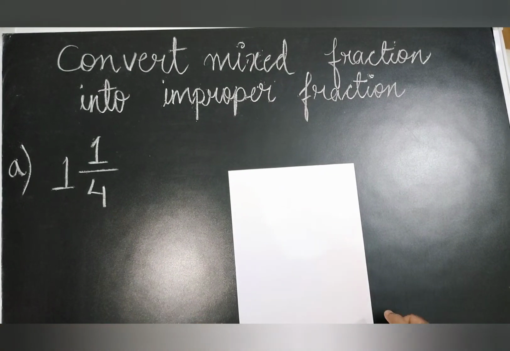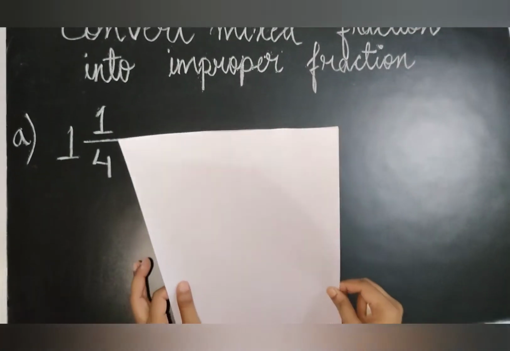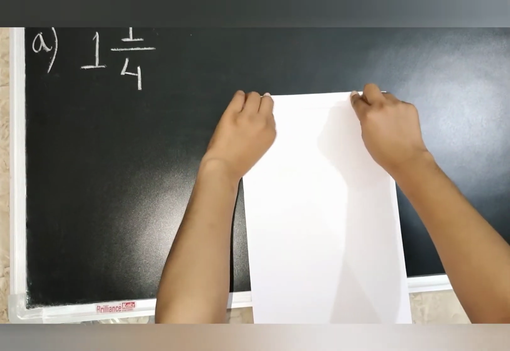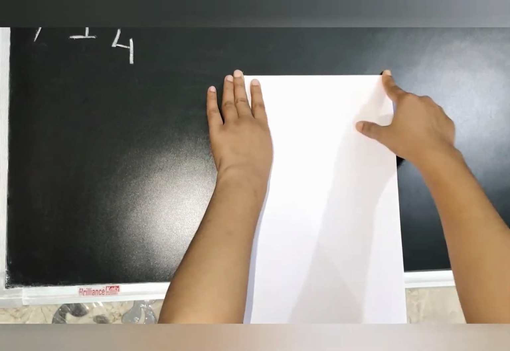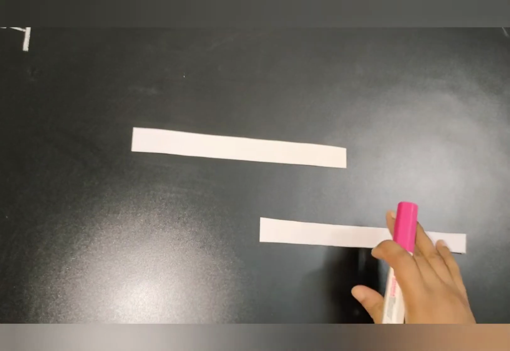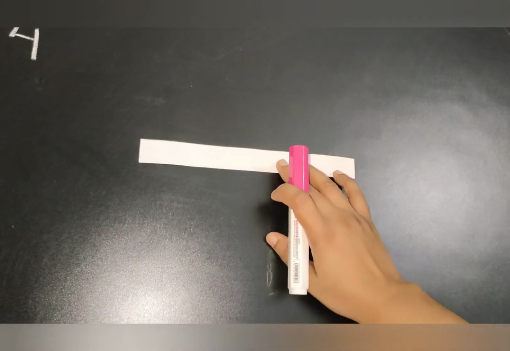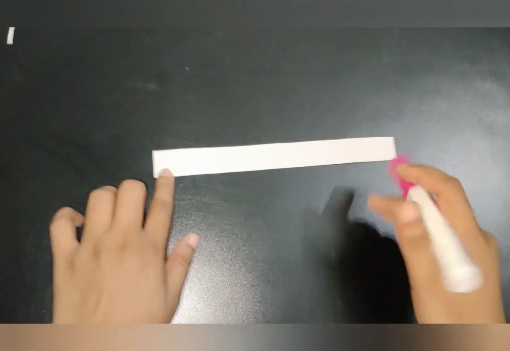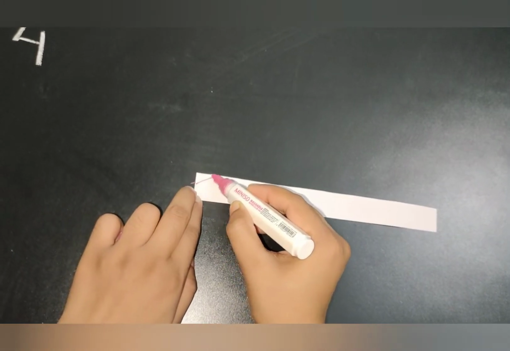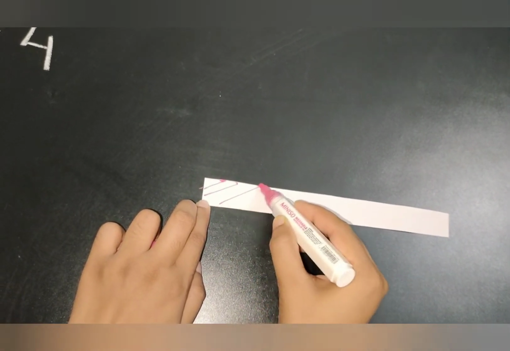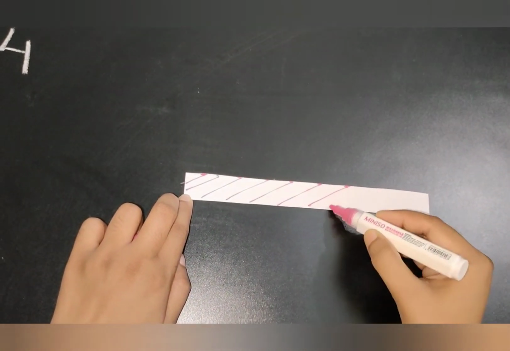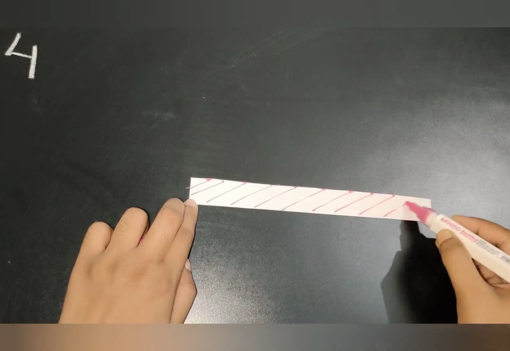For that we require a sheet, any white sheet you can take, and you will fold it like this. You will cut with the help of scissors. So children, you can see I have taken one whole strip, and in this strip I am going to show you the one complete part. You may color it also, you may shade it like this. So I am shading. This represents the one whole part.